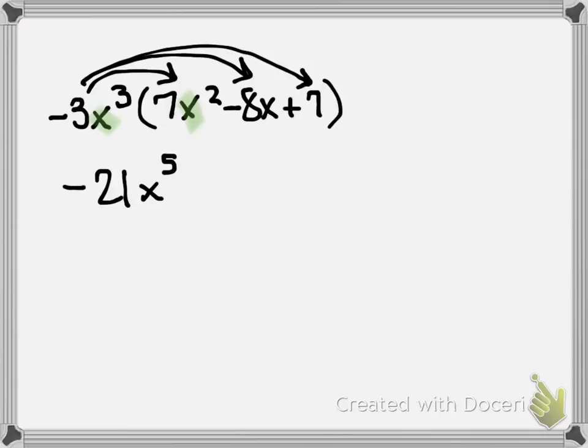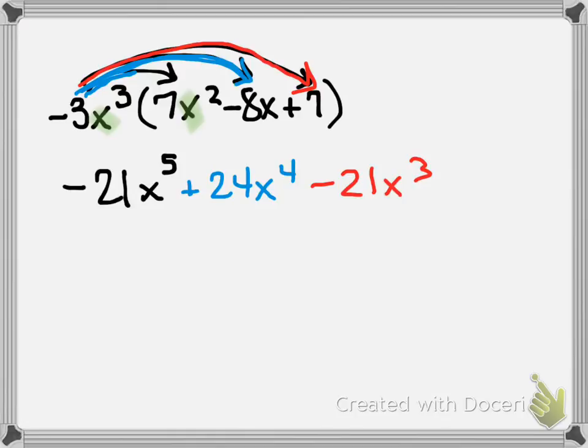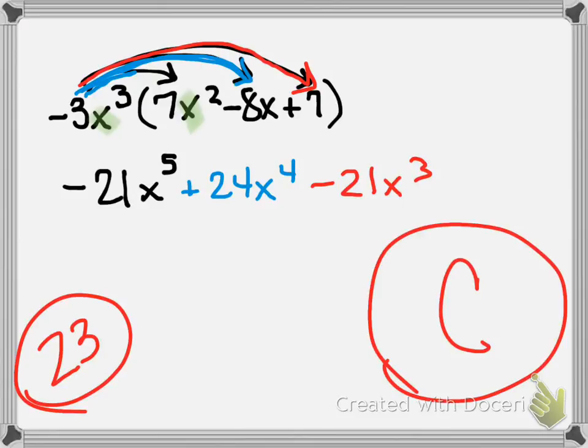And then the second one, the negative 3x cubed times the negative 8x will give us a positive 24x to the 4th. And then the final distribution, negative 3x cubed times 7 gives you negative 21x cubed. That's already in order from largest to smallest exponent, so it's already in standard form. That is simplified. And if you're looking at the activity that goes along with this, that was number 23, and I apologize I didn't tell you that earlier. And so the correct answer would be C on number 23.